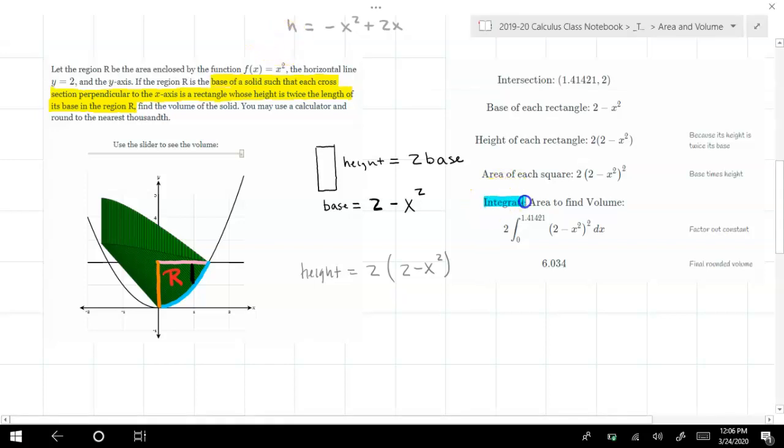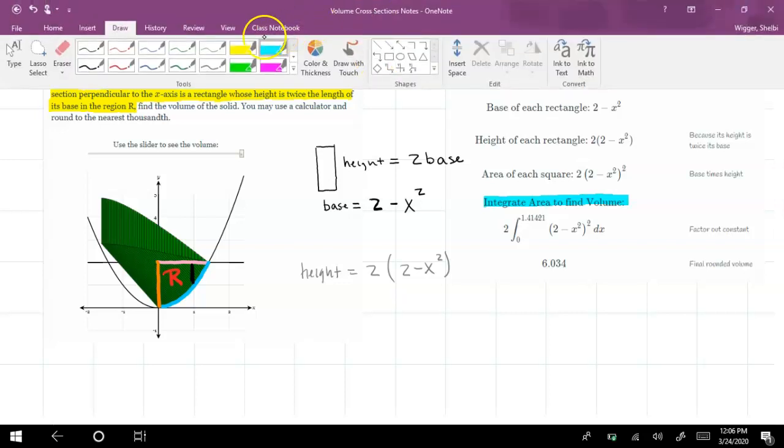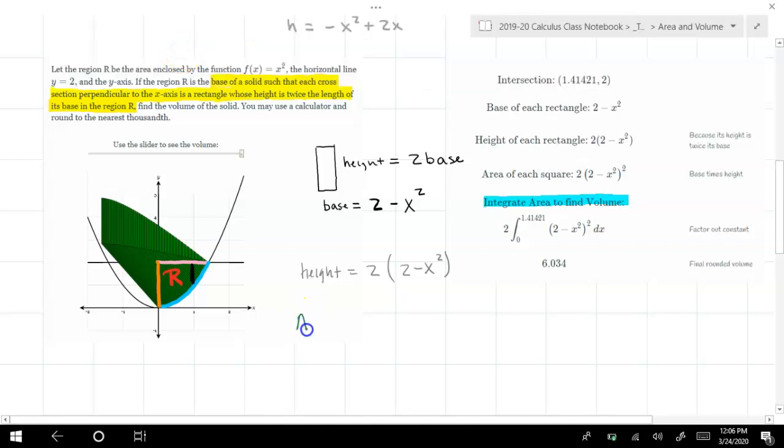So setting this up, we're integrating the area of the rectangle. The area of the rectangle is base times height. The base is equal to 2 minus x squared, and the height is equal to 2 times 2 minus x squared. So this simplifies to 2 times the quantity 2 minus x squared, squared.